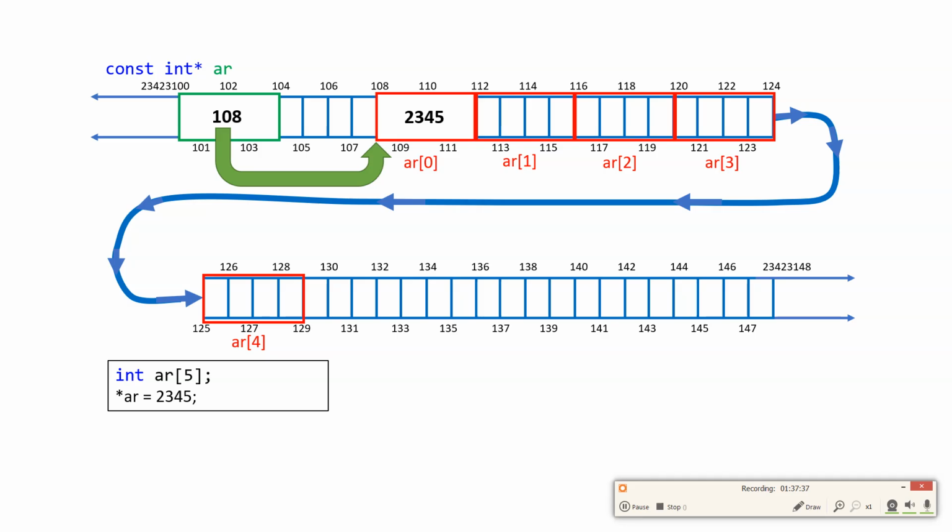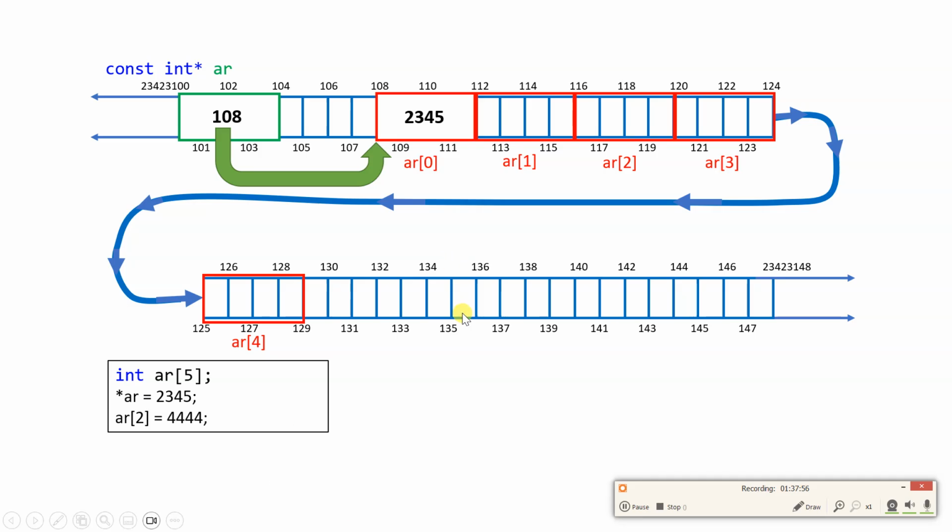If you add 2 to it, 8 will be added to it. If it's a double, you add 1, 8 will be added to it. If it's a structure with 10 doubles in it, 80 will be added to it, depending on what is the size of the target.